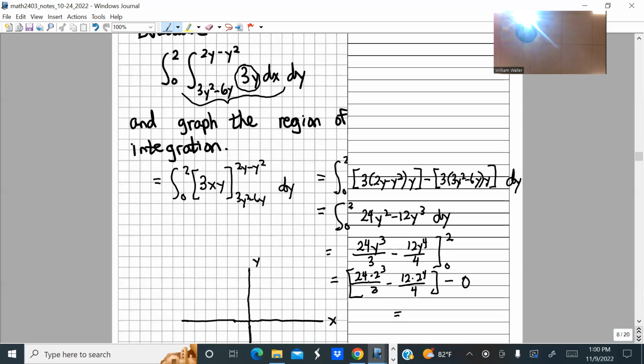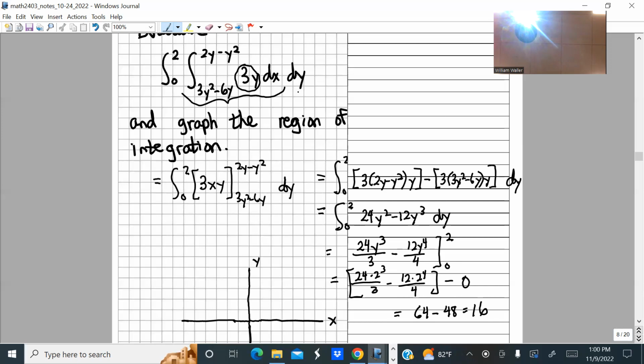So what does all this work out to? 64 minus 48, which is that 36 or 16? 16, yeah. I'm going crazy. So 16. So there's that number 16. Now again, what does that mean? At this point we don't know, right? But that is the correct value for that iterated or double integral.